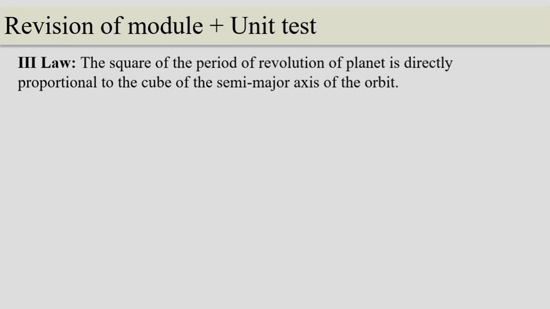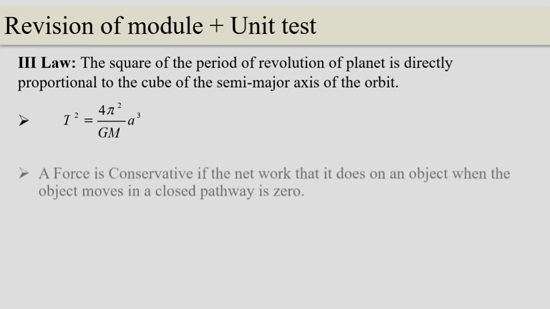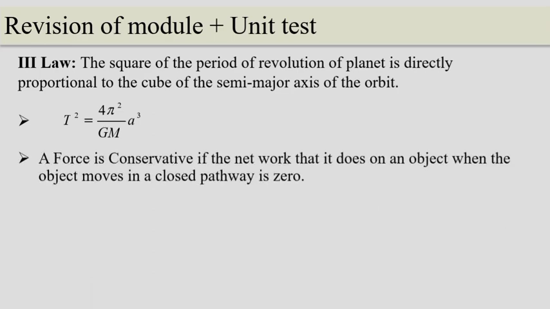And the third law of planetary motion is the law of period. That is, the square of the period of revolution of a planet is directly proportional to the cube of the semi-major axis of the orbit, and it is represented by the equation T square is equal to 4 pi square divided by GM into a cube. Here 4 pi square is a constant, G is the gravitational constant, M is the mass of the sun. And we talk about conservative and non-conservative forces.